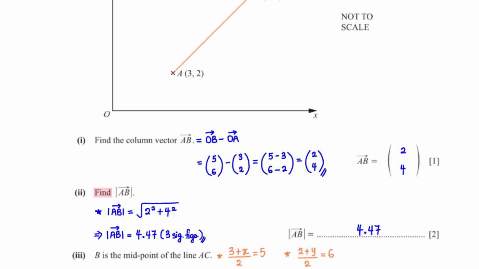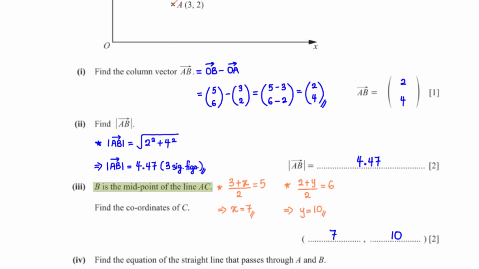Find the magnitude of vector AB. In this case, we apply the magnitude of a vector formula and this is what we get. When we type this into the calculator, we get 4.47 rounded to 3 significant figures.